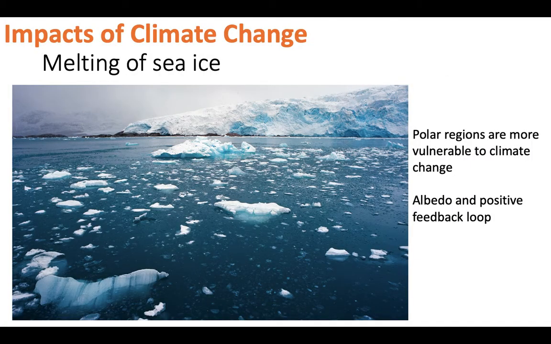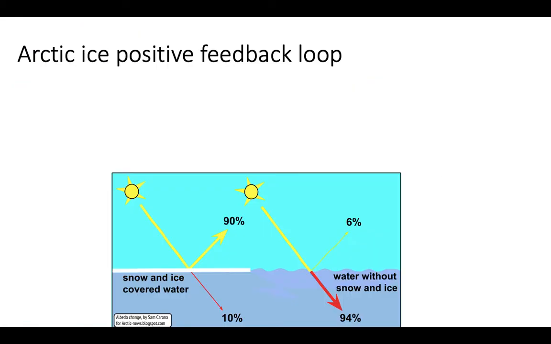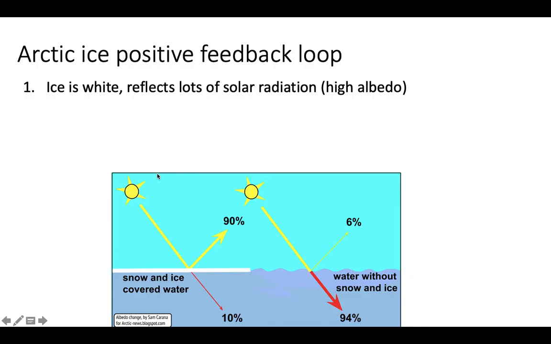We also see another positive feedback loop with the melting of sea ice. The polar regions of the world are more vulnerable to climate change because of a positive feedback loop having to do with albedo. We talked about this literally the second day of school. Albedo is the measure of the reflectivity of a surface. Something with a high albedo is very reflective. And so what we see in the Arctic is that the ice is white, it's reflecting a lot of solar radiation, it has a high albedo, that's good. But as the temperature gets warmer, the ice is going to melt.